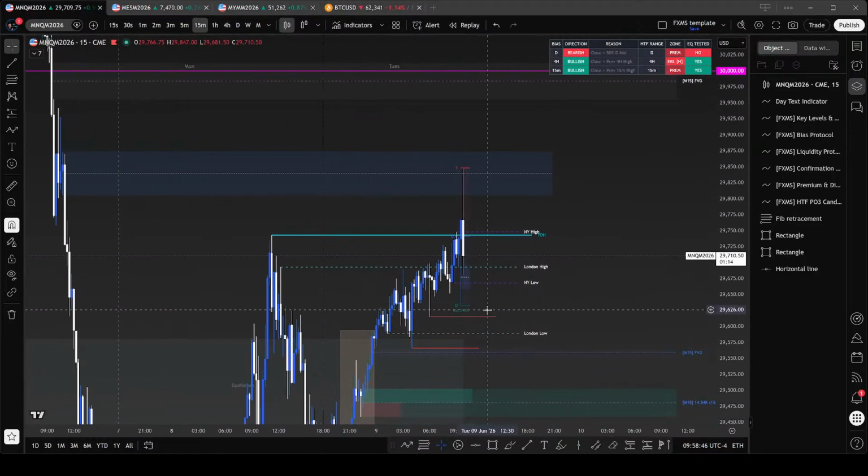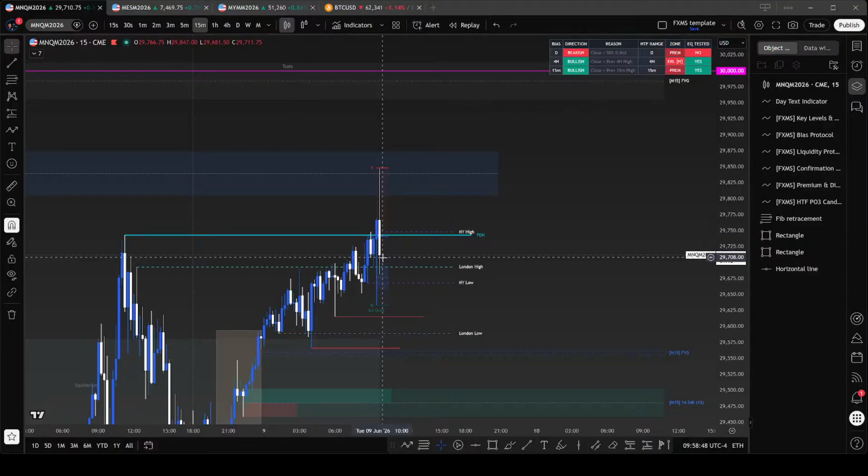So now the confirmation would be for price to trade below the up close candles, right? Which is going to be below here. And that looks like it's going to be the case unless it does a really nasty pullback here in the last minute.